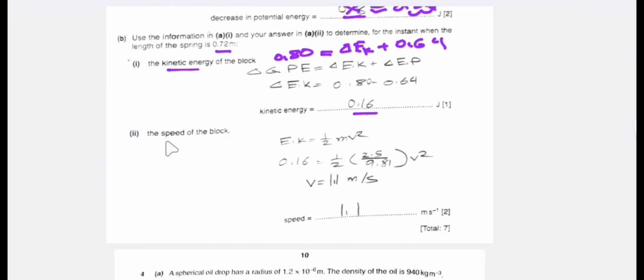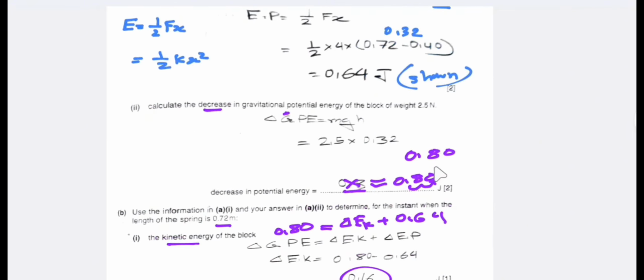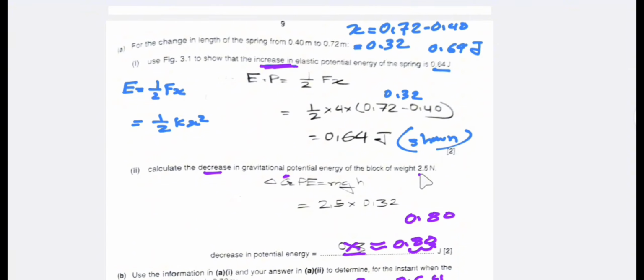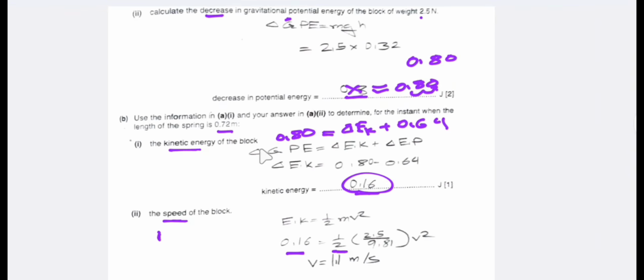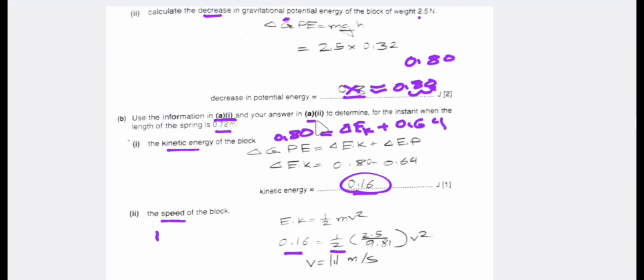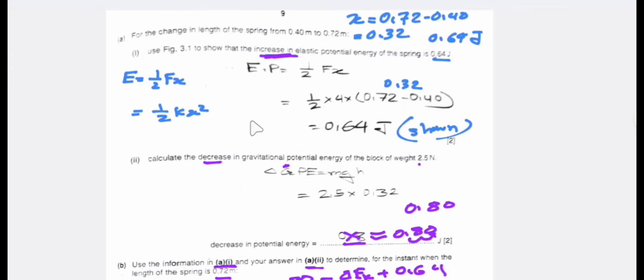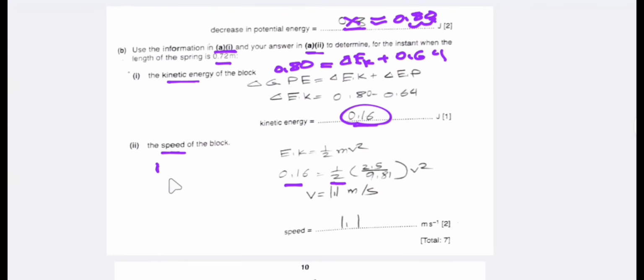Then the speed of the block. We can calculate this from kinetic energy. We know that kinetic energy is equal to half mv squared. We know the value of kinetic energy, and we know the half. And what is the mass? You have to remember that we need to use A1 and A2. From A1 or A2, we know that the weight is 2.5 Newton.